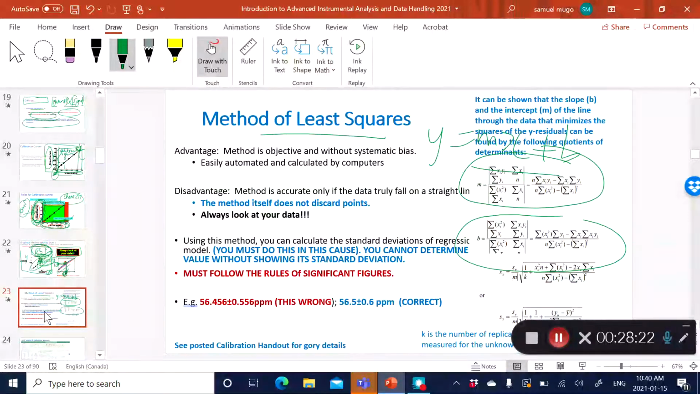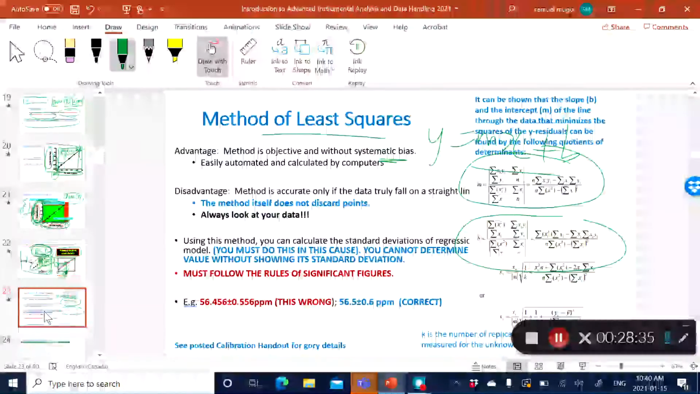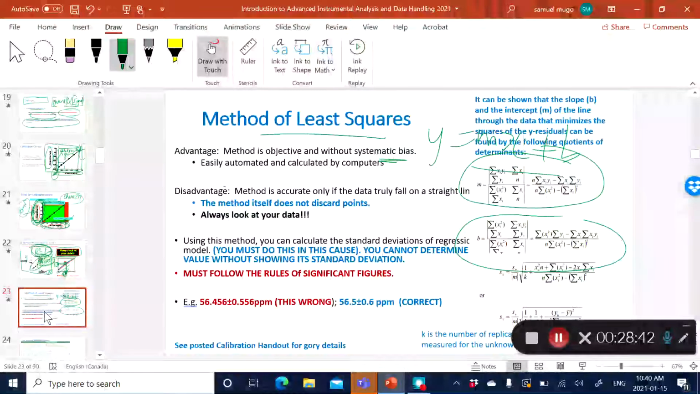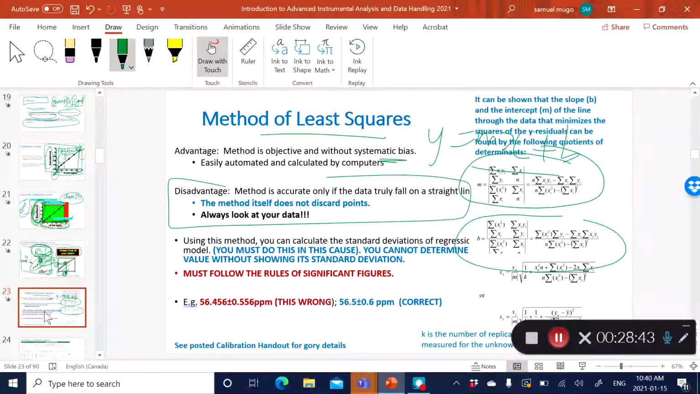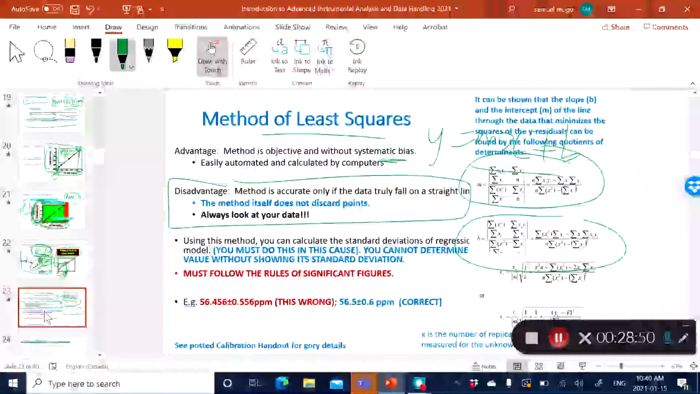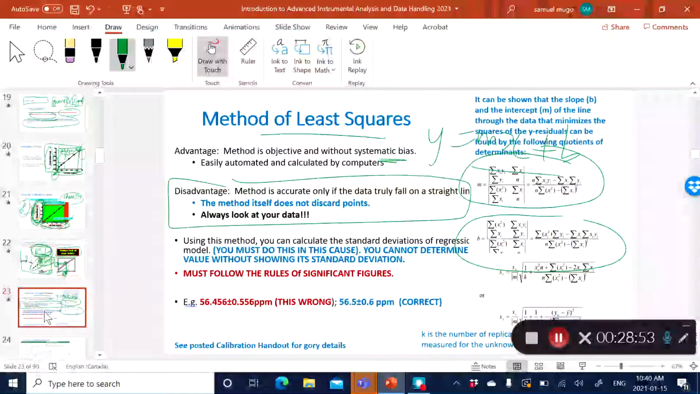The advantage of doing this is that the method is objective and doesn't have systematic bias. Although in most cases, the least squares model is very similar to the graphical method, where you derive the model graphically. However, the disadvantage of using this type of relationship is that you can't see your data. You can't see visually how the data points relate to each other.